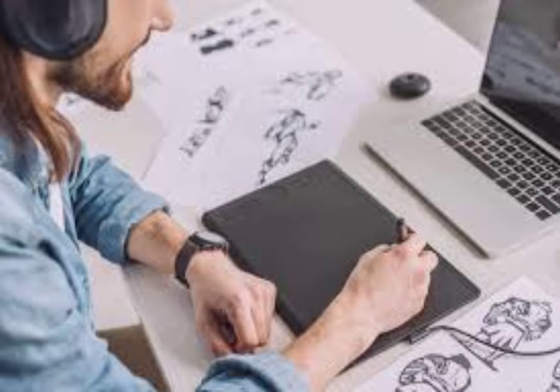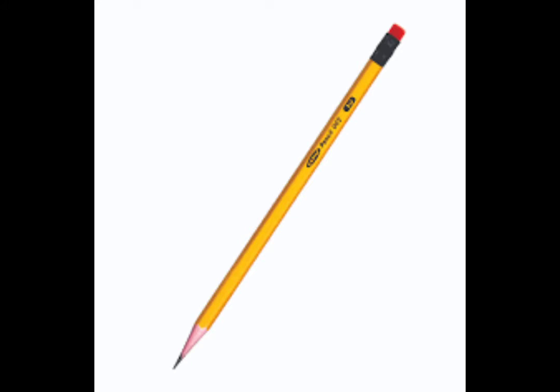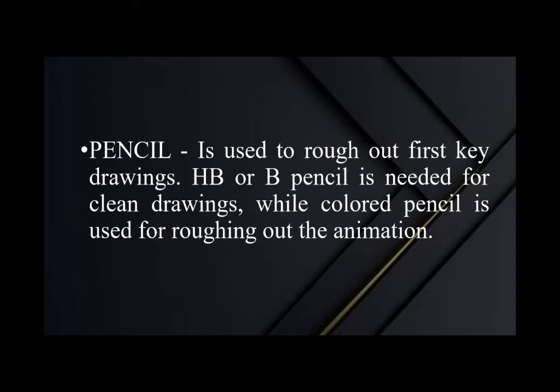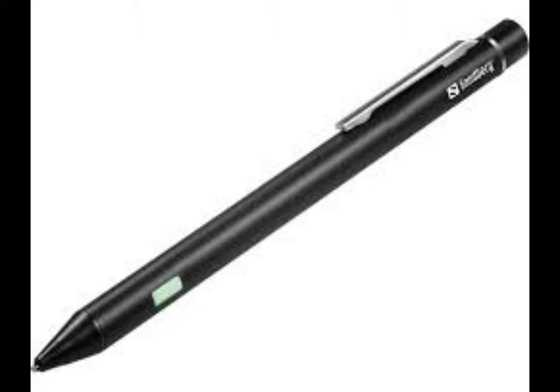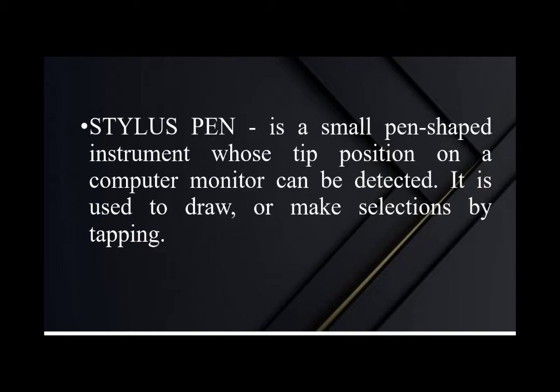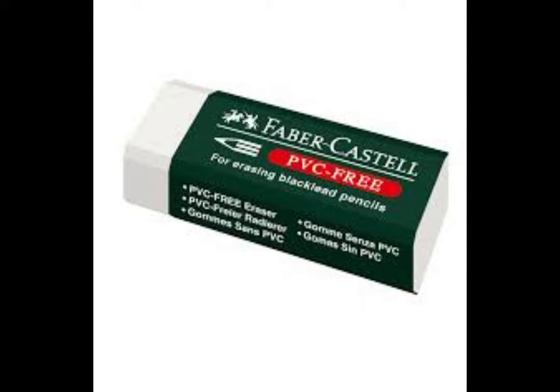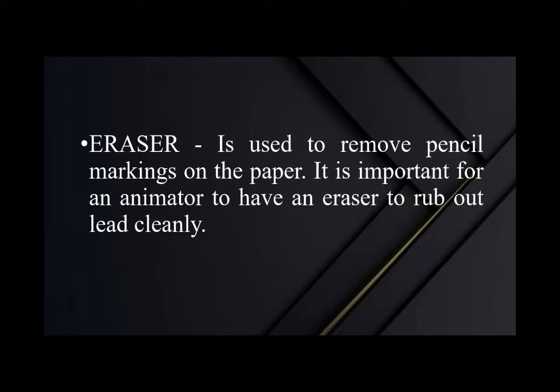Next are the hardware animation tools. First tool, the pencil. Pencil is used to rough out the first key drawing. An HB or B pencil is needed for clean drawing, while a coloring pencil is used for roughing out the animation. The next tool is the stylus pen. A stylus pen is a small pen-shaped instrument whose tip position on a computer monitor can be detected. It is used to draw or make selections by tapping. Next is the eraser. Eraser is used to remove pencil markings on the paper. It is important for an animator to have an eraser to rub out lead cleanly.